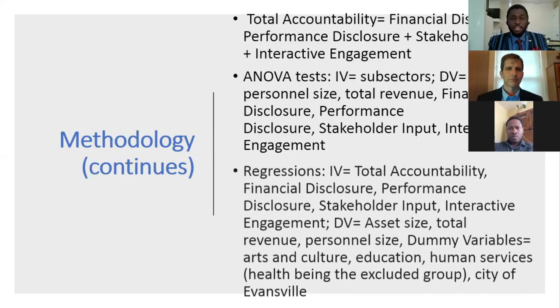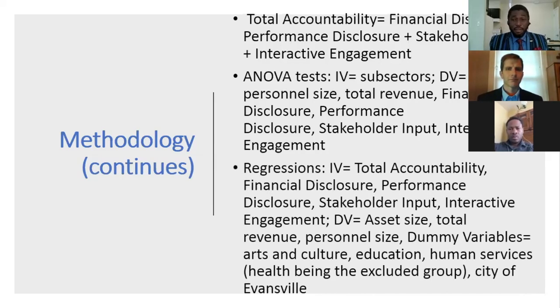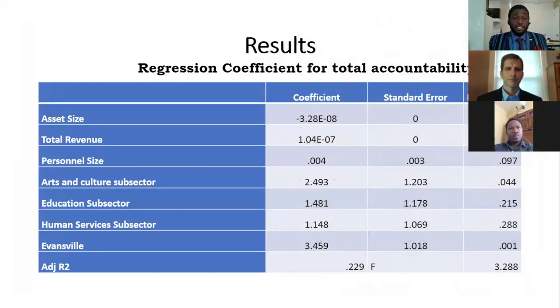And then I ran some regression tests, five of them, with total accountability, financial disclosure, performance disclosure, stakeholder input, and interactive engagement being the independent variables. And for the dependent variable, I had asset size, total revenue, and personnel size. And I also had some dummy variables, the different subsectors, with the health subsector being the excluded group. And I also had the city of Evansville, so this was considered as location, another dummy variable. And the results of these regression tests, the first regression was for total accountability.